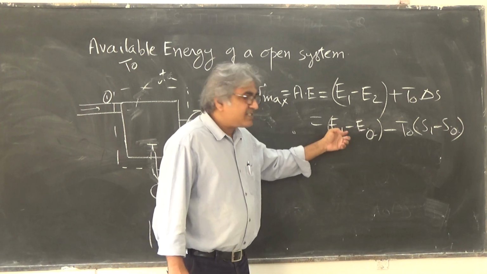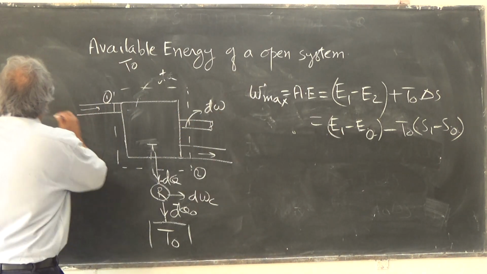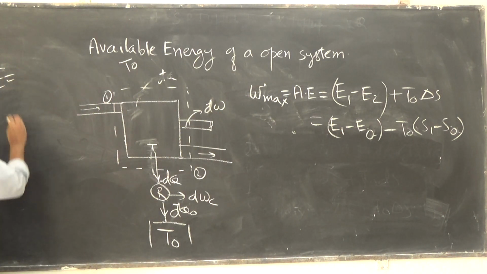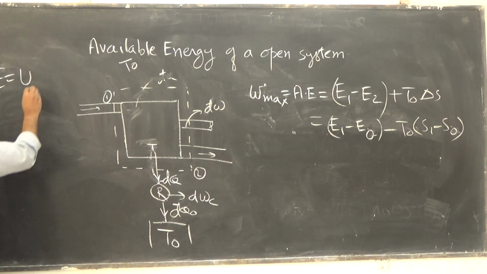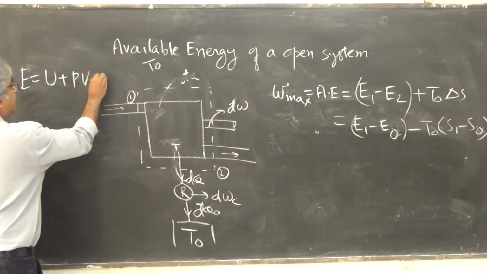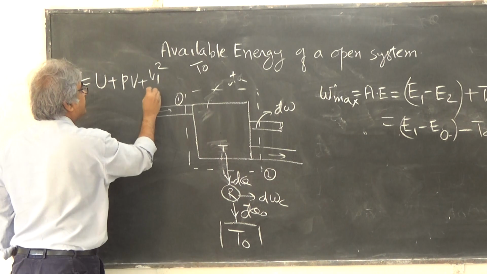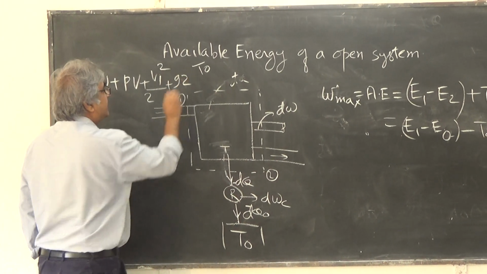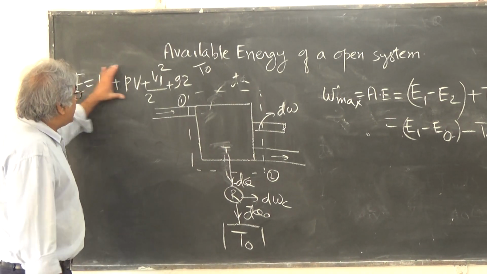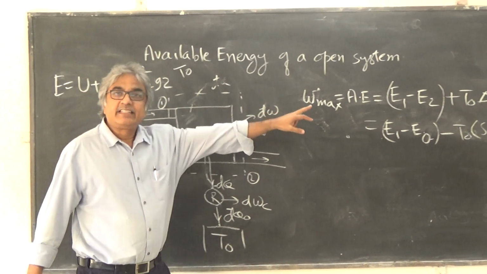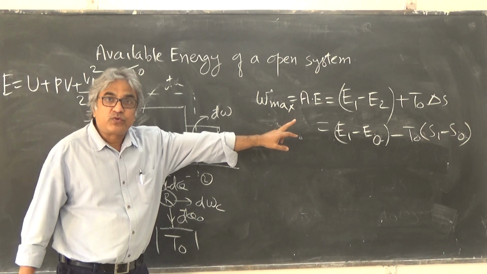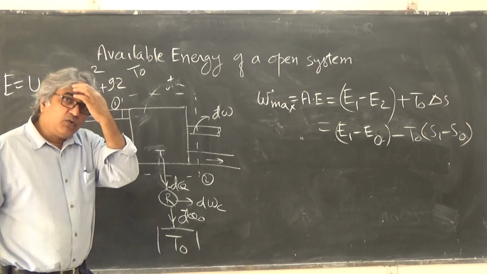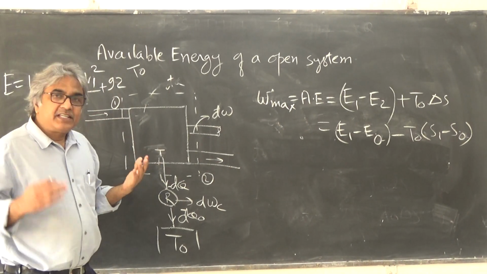Now what is this E1? Basically E will stand for internal energy, flow work, kinetic energy, V1 square by 2, plus gz, potential energy. All this put together is this E. Please note, all this put together is this E. So in the numerical, it's very simple for you.